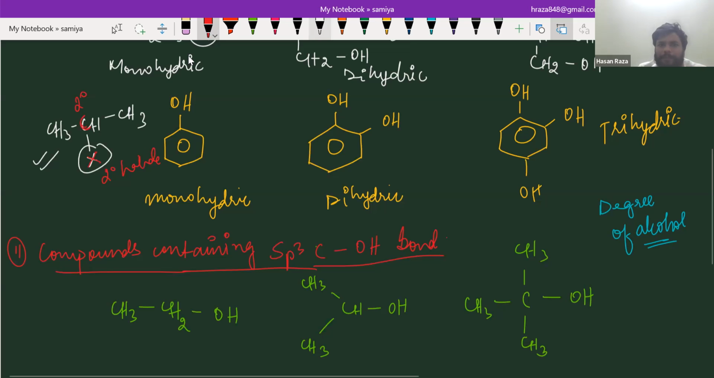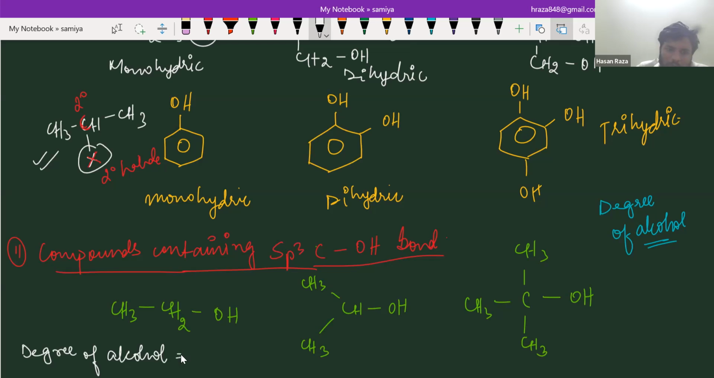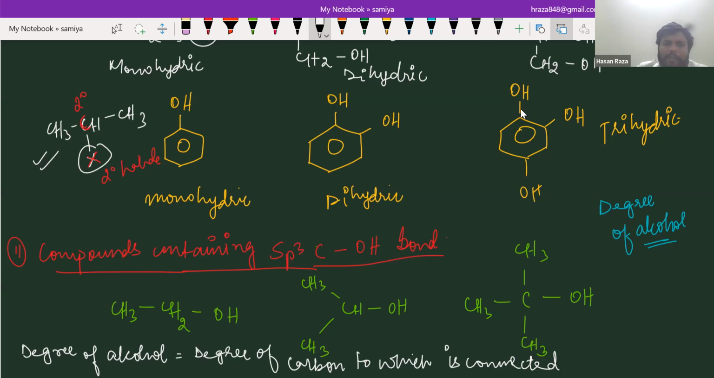In the same way, we calculate the degree of OH. That means degree of alcohol. The degree of alcohol is equal to the degree of the carbon to which it is connected. So in order to find the degree of this alcohol, you need to see the degree of the carbon to which the alcohol is connected. So this is 1 degree. That means this is primary alcohol.